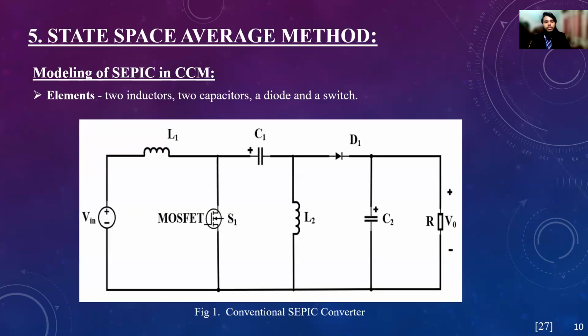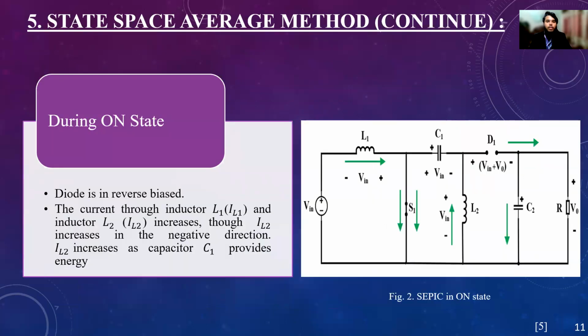Here, the circuit diagram of the SEPIC converter consists of 2 inductors, 2 capacitors, a diode, and a MOSFET used as a switch. During on state, the switch is closed and the diode is in reverse bias. The arrow in the figure shows the direction of current. The current through inductor L1 and L2 increases, though current through L2 increases negatively because the capacitor C1 provides energy.